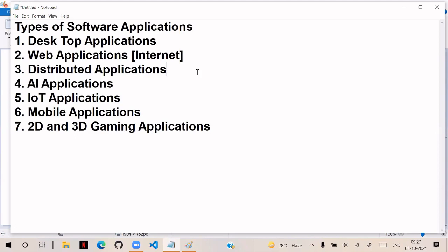Artificial intelligence applications. Artificial intelligence applications, like Amazon Alexa, Google Home, Siri. In your Windows also there are so many narrators. Those all come under the category of AI, artificial intelligence. IoT, Internet of Things.